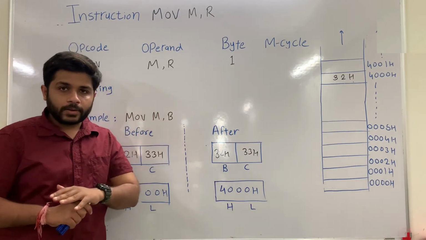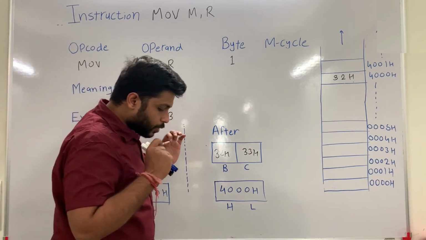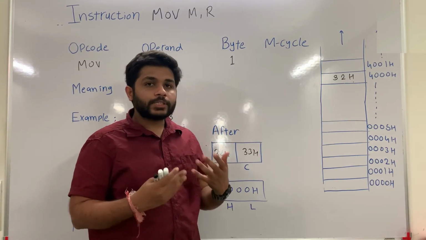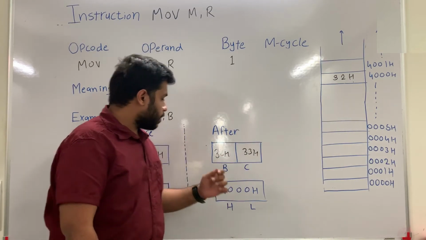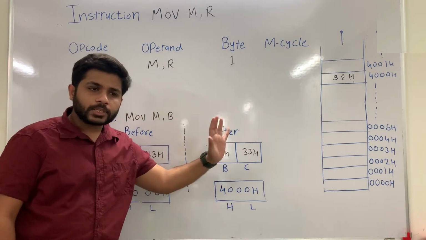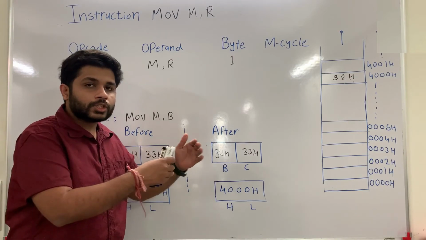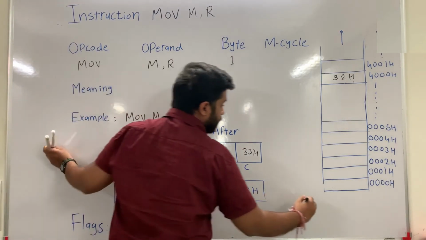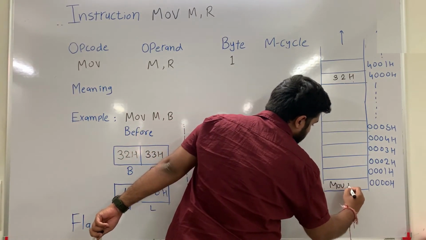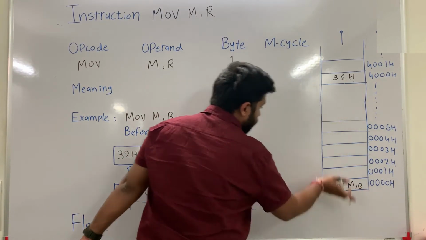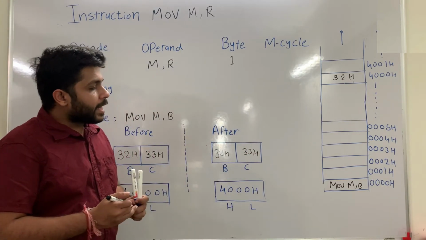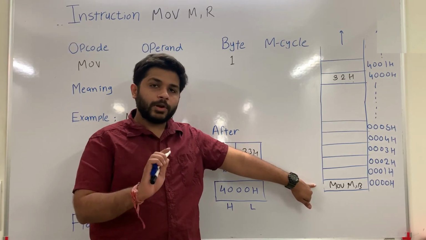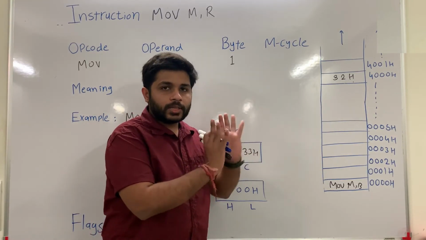Now let's see the machine cycle. To understand the machine cycle, you have to understand every process that happens to execute the instruction. When you give this instruction, the microprocessor will store it from the starting location. When you give MOV M, B, the instruction will be stored from the starting location. Right now this instruction is of only 1 byte, so it will occupy only 1 memory location. Now this instruction is stored in the memory.